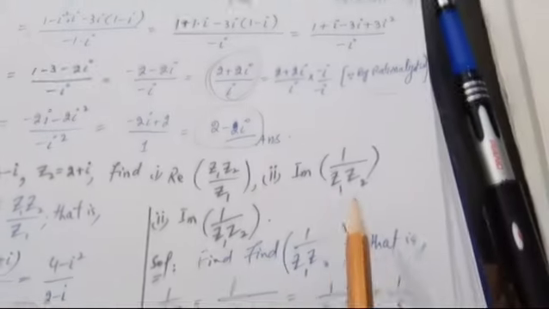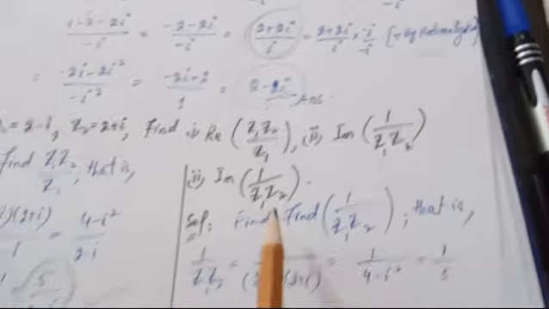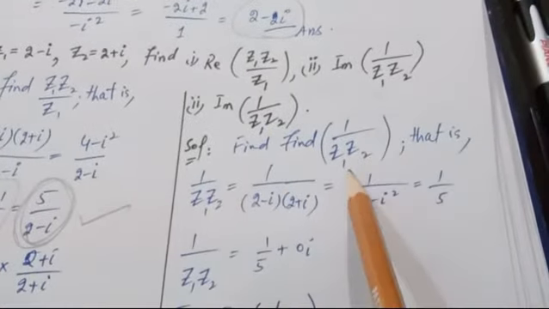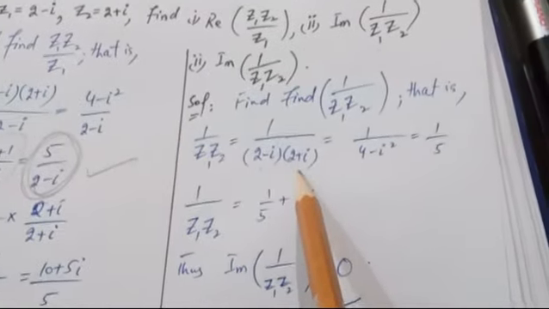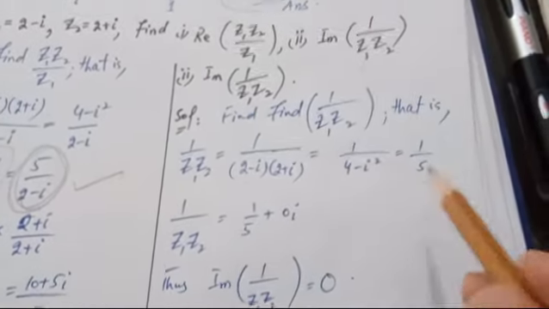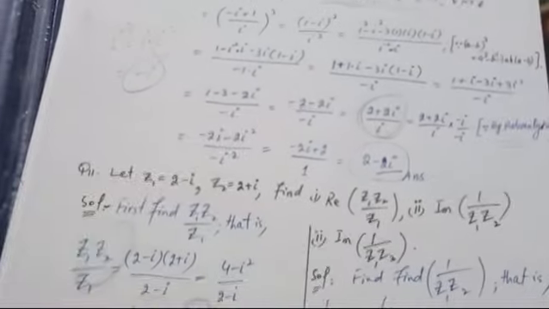Similarly, you need to find the imaginary part of 1 divided by z1 multiplied by z2. First of all, you find 1 divided by z1 and z2. This is the value of z1, and this is the value of z2. So you will get 1 by 5, which can be written as 1 by 5 plus 0. So the imaginary part is 0. So this is question number 11, and this is the whole exercise 1.1.